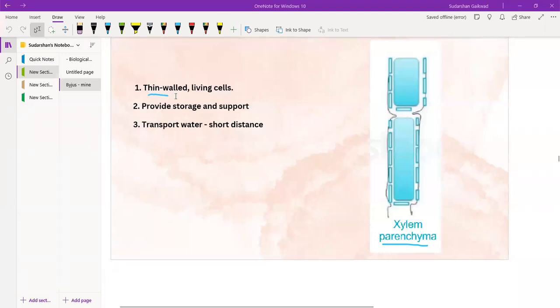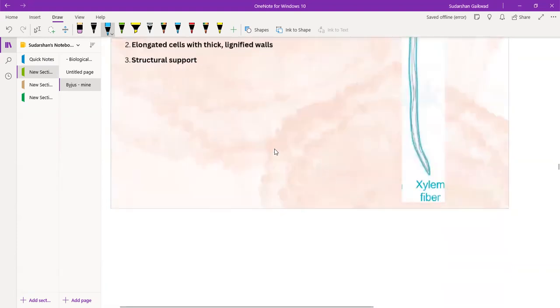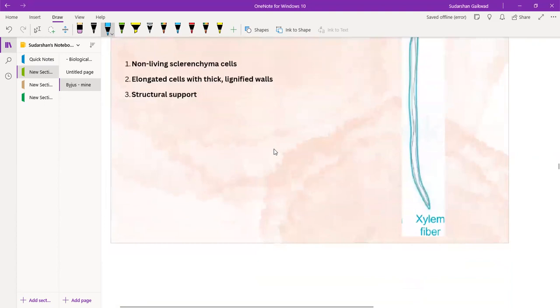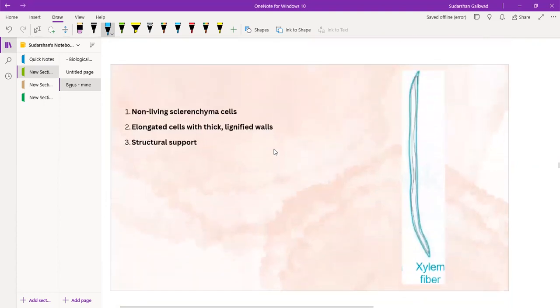And this is xylem parenchyma. These are the only living cells. They are thin-walled. They give support and also help in water transportation over short distances. And the next element is xylem fiber. These are non-living cells. As you can see, they are very thin and elongated, but they have very thick walls. So they help in supporting the xylem.